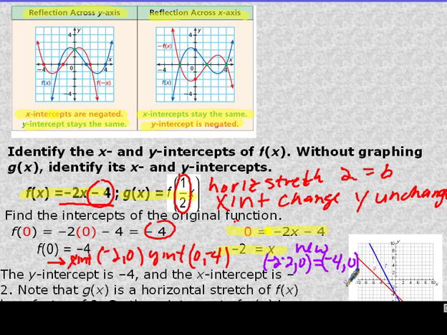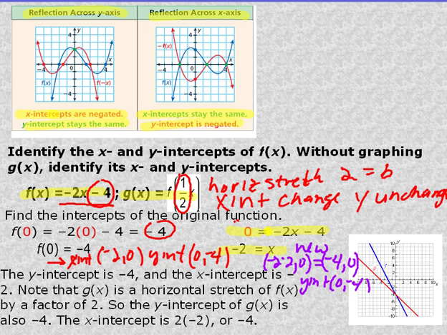I've actually done the colors opposite of the way they actually graphed them. So their blue is the original and their red is the change, but you know what I mean. And our y stays the same. So the y-intercept is just going to be 0, -4. Okay.